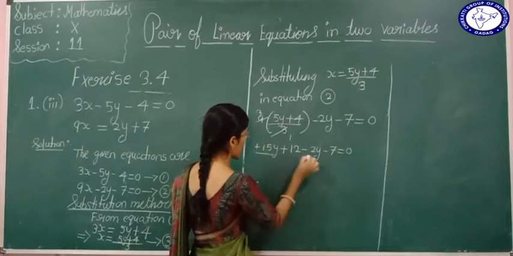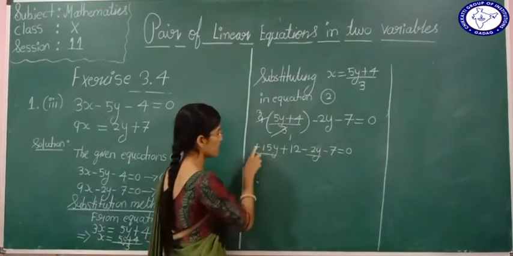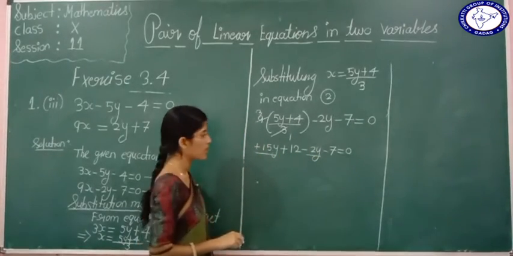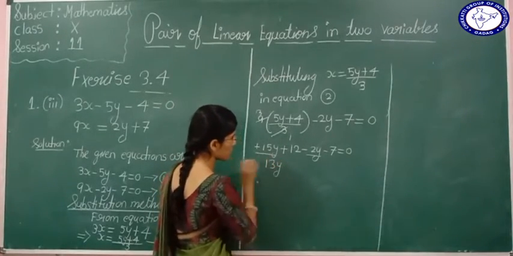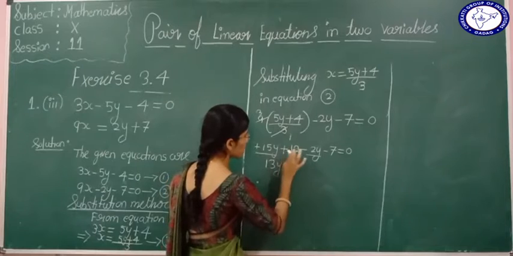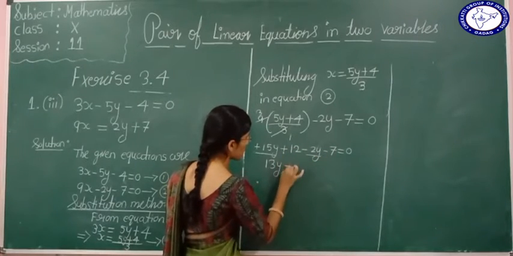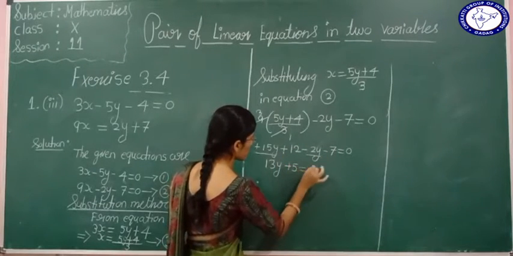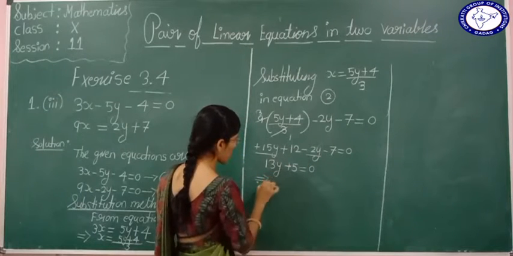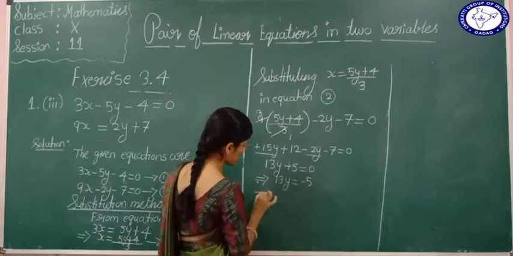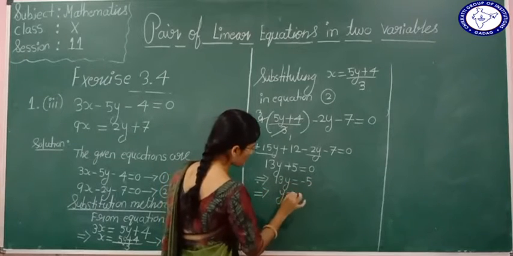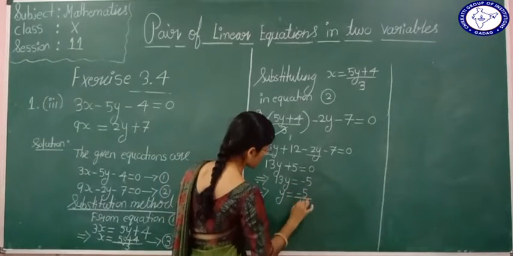In algebra, like terms can be added. Plus minus is minus. 15 minus 2 is 13, so 13y. 12 plus 12 minus 7 is nothing but plus 5, equal to 0. So this implies 13y is equal to minus 5. So this implies y is equal to minus 5 by 13.